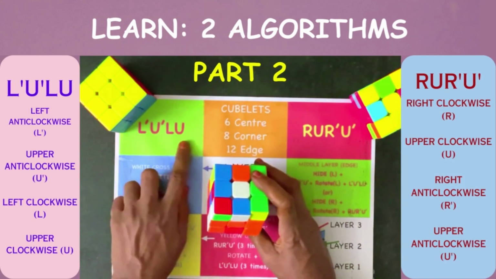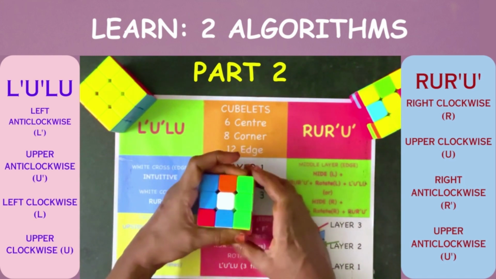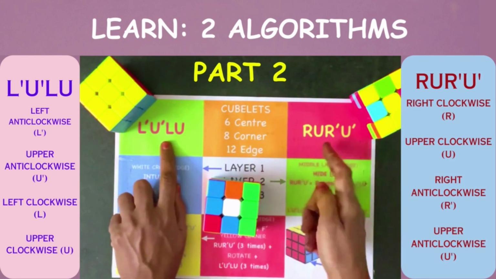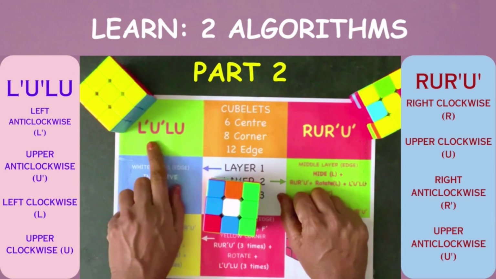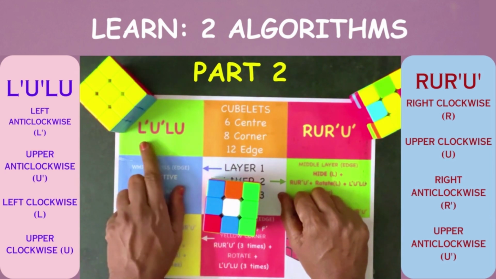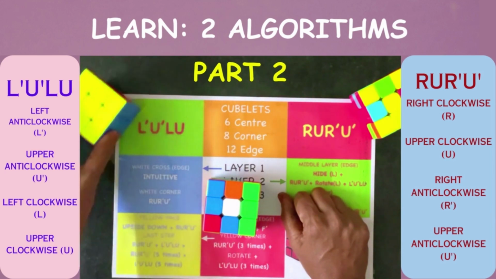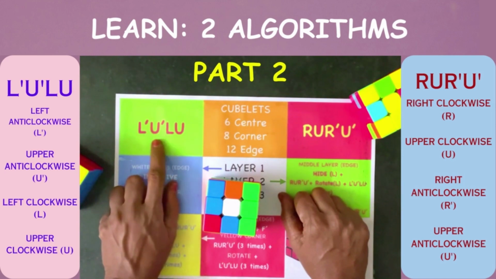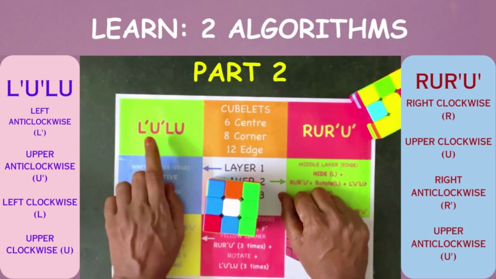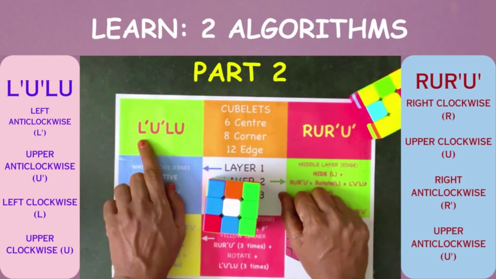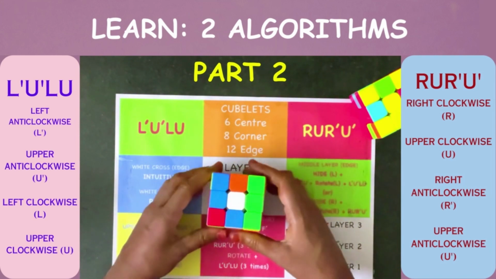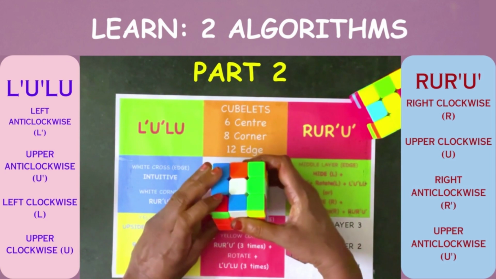Now on to the second algorithm, which is the left algorithm. This is similar to the right algorithm with 4 moves, but in the opposite direction. That is, first we will have left anti-clockwise, upper anti-clockwise, left clockwise, upper clockwise, which are denoted as L prime, U prime, L, U.